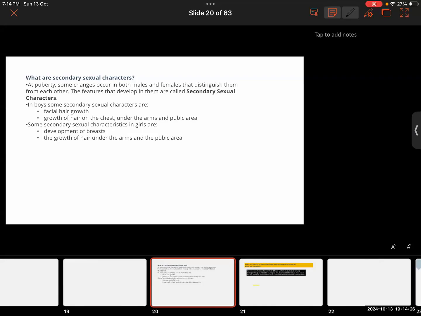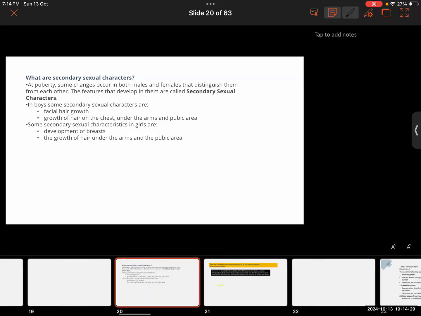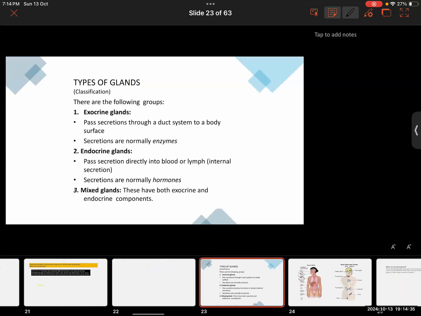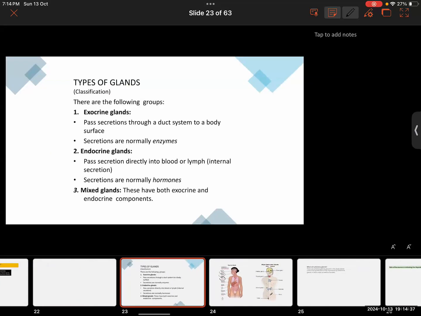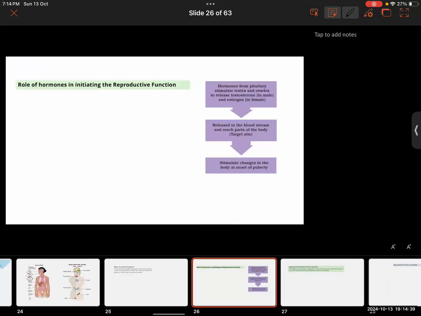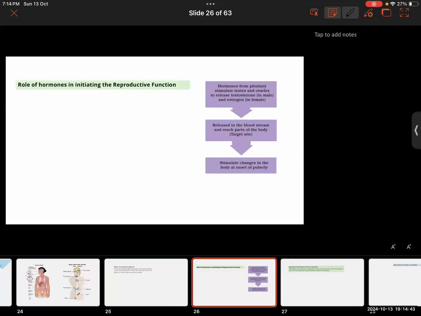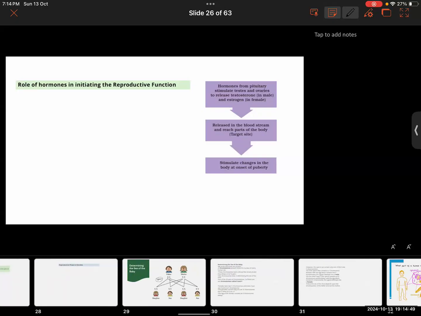In the case of the girls, we have learned development of breast and growth of hair under the arms and pubic area. These were the secondary sexual characteristics. Further, we learned about types of gland, namely exocrine and endocrine gland. We learned about how they function. Particularly, we learned about how the hormones function and how they initiate different kinds of changes in the body. So these things we have learned.